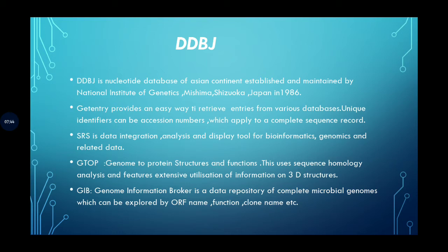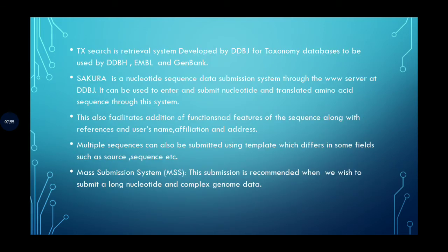GIB, Genome Information Broker, is a data repository for all the microbial genomes, which can be explored by ORF name, function, clone, etc. TX Search is a retrieval system developed by DDBJ for taxonomic databases, to be used by DDBJ, EMBL, and GenBank.